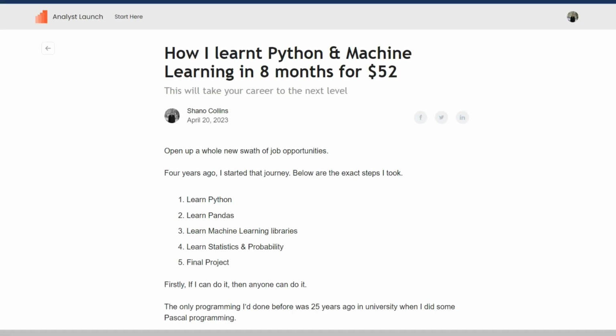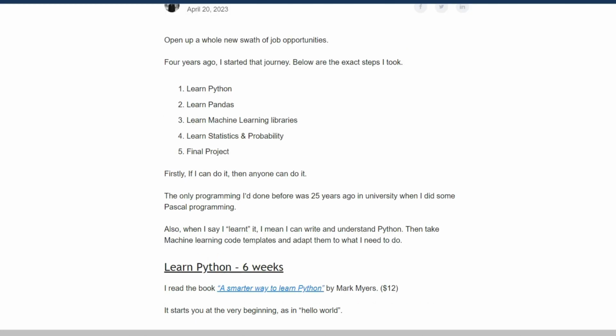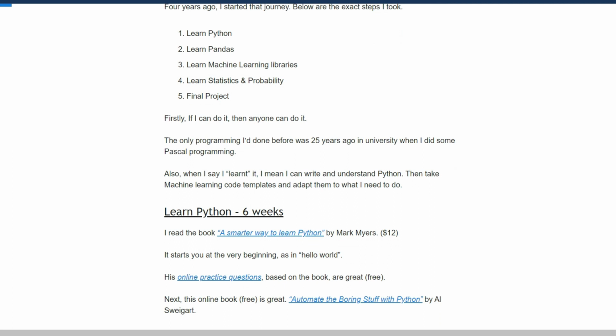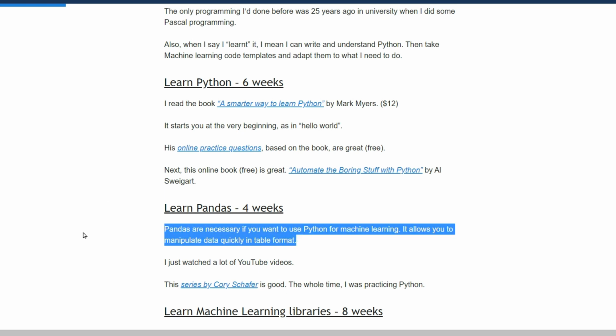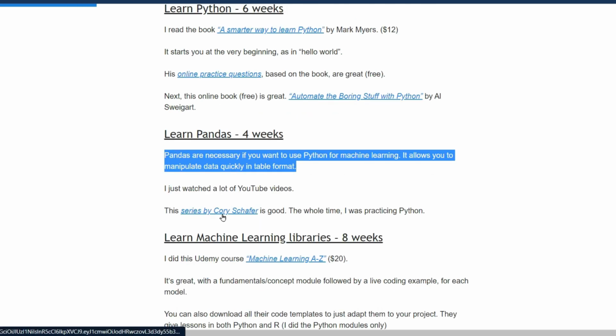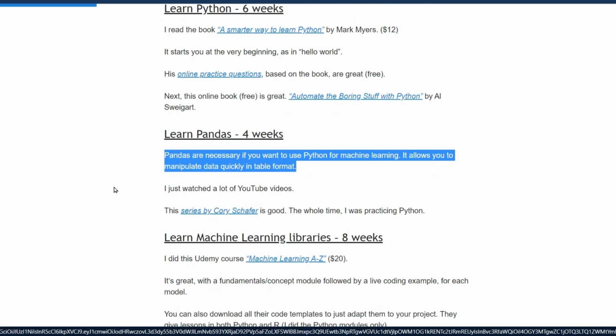So you should go to my website, analystlaunch.com. I wrote this article not so long ago, and it shows how I learnt Python and machine learning in 8 months for $52. It gives you the exact steps on what to do. So learn Python, learn pandas. Pandas are necessary if you want to use Python for machine learning. It allows you to manipulate data quickly in table format. There it is there. There's another good YouTube series by Corey Schaefer showing you how to use pandas.